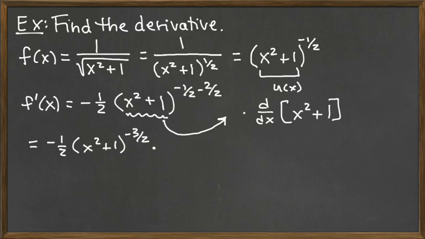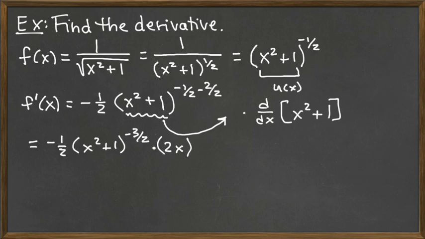And then this derivative of the x squared plus 1 is a simple derivative. We have the derivative of the term x squared, which is a power rule. That gives us 2x. And then using the sum rule, we can just add the derivative of 1. Well, the derivative of 1 is 0 because 1's a constant. And so that 2x is the derivative of x squared plus 1.